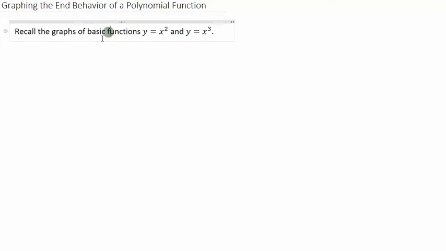We start looking at getting into graphing polynomial functions, and in this video we emphasize just the end behavior of a polynomial function. And we'll start by recalling the graphs of these very basic polynomial functions. Let me throw the word polynomial in there so you understand that these do relate to what we're learning here when we're trying to graph polynomial functions.